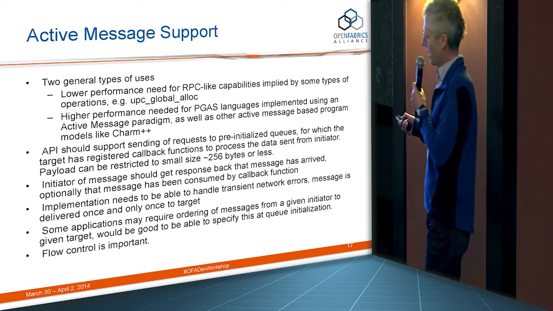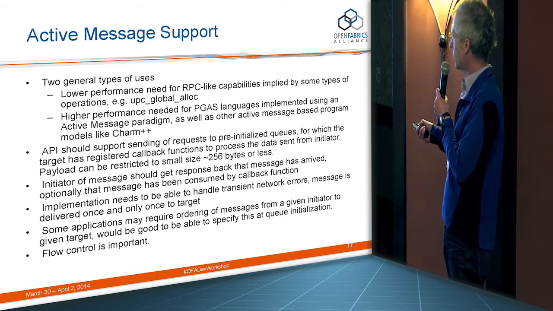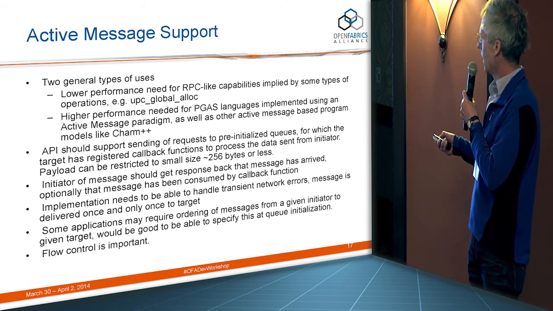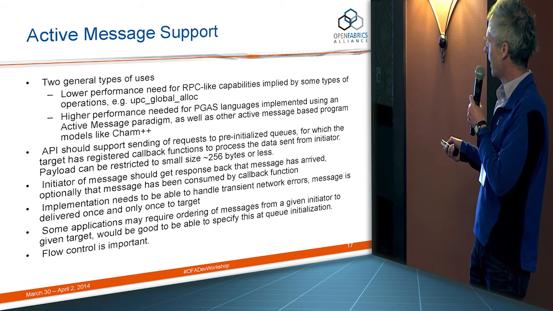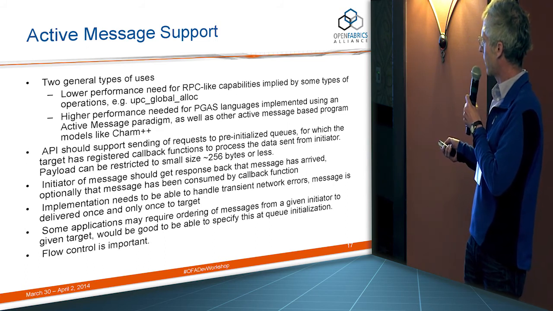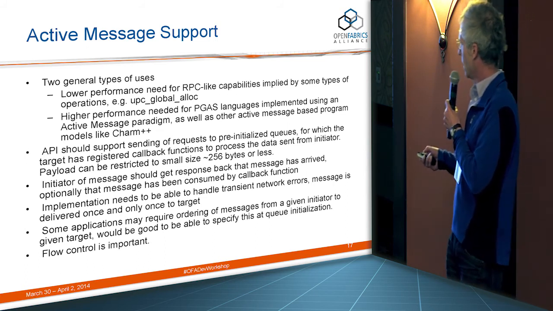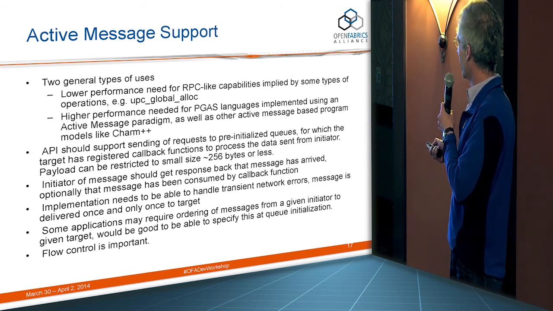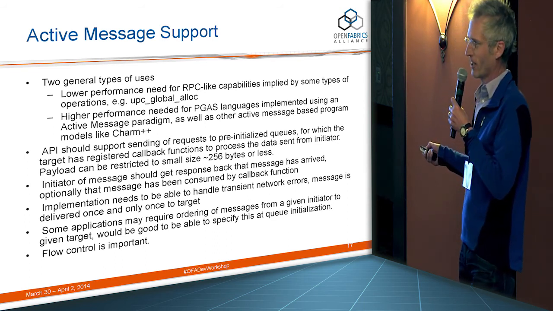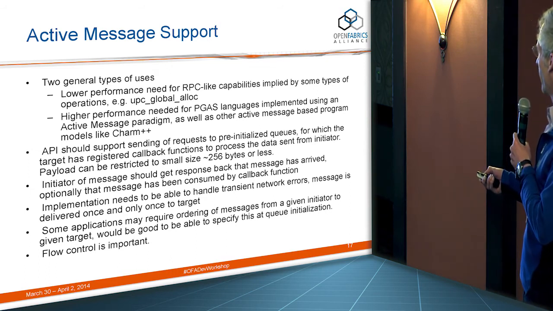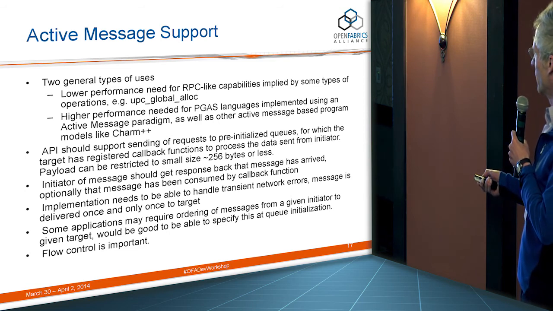An API that would allow, after a queue for sending these messages is initialized, to be able to send small messages up to about 256 bytes. It would be great if the initiator could get the response back that the message has arrived, and also the option to be notified if a callback function that consumed that data had been run. Oh well, this group is excellent at this. Implementation needs to handle transient network errors, messages delivered once and only once to target. And if anyone can do that right, I think you guys can do that right. Some applications may require ordering of messages, but some don't, so it would be nice to have that option. And flow control is important.